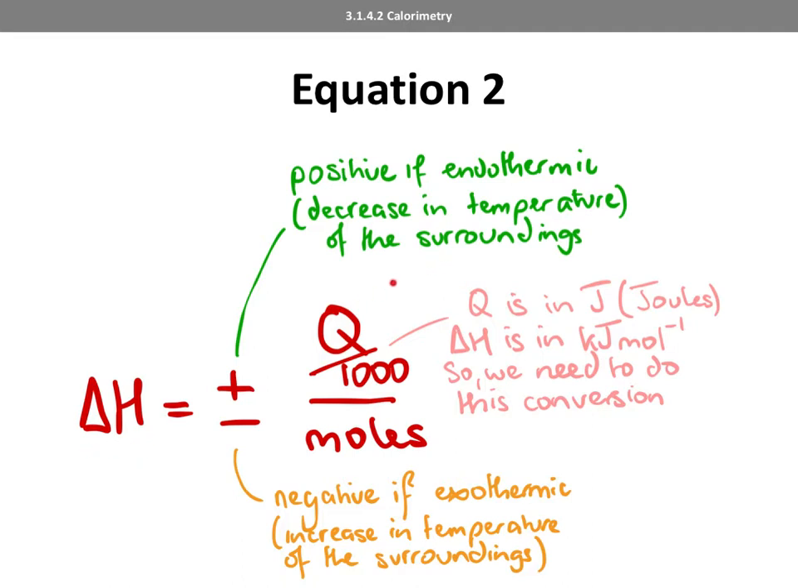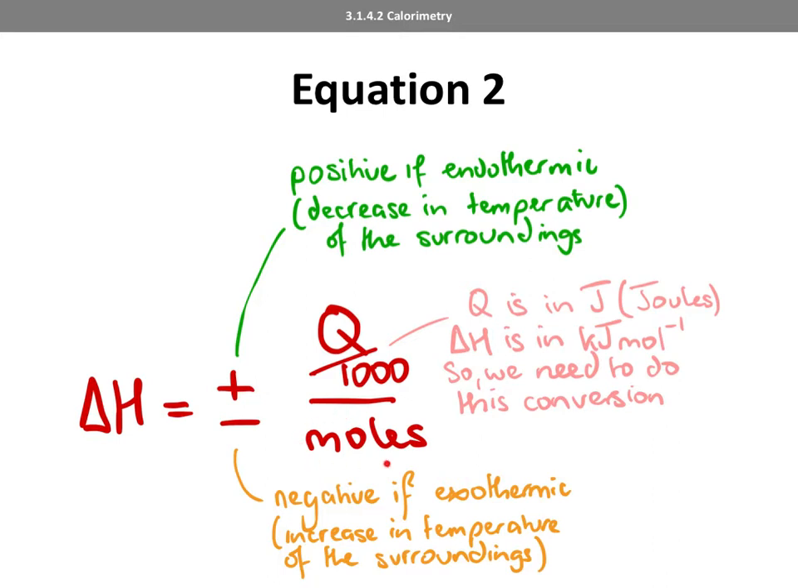We've got Q from the previous equation, so that's the Q that we've measured. But the Q that we measured was in joules, and of course enthalpy changes are in kilojoules per mole. So we need to convert Q into kilojoules, and that's why we've got the divided by 1,000. You could do the dividing by 1,000 straight at the end of equation 1, but I've put it here just to emphasize the point that Q needs to be converted into kilojoules.